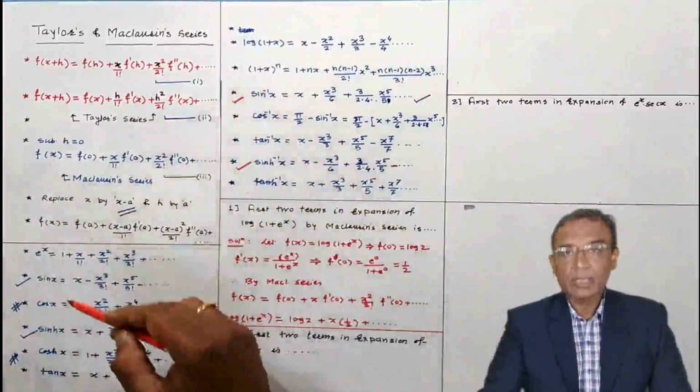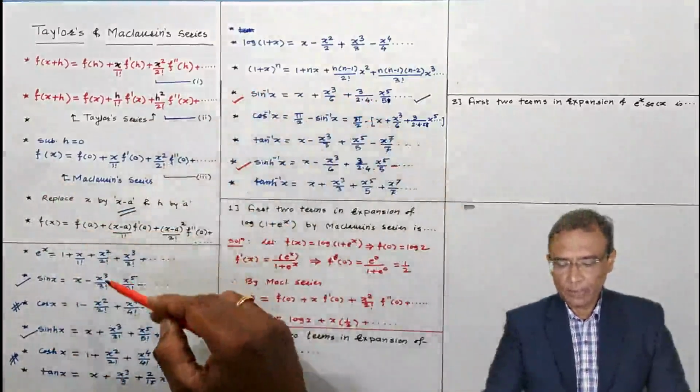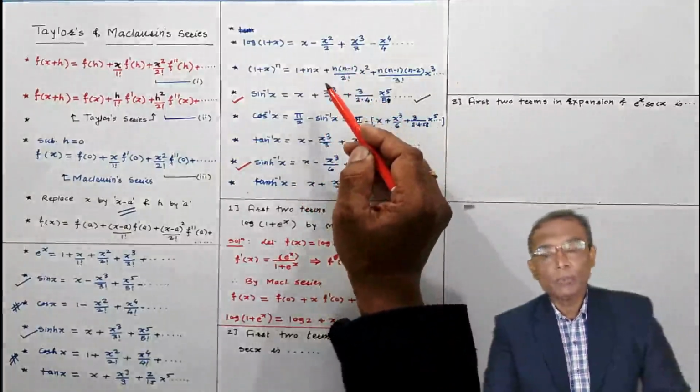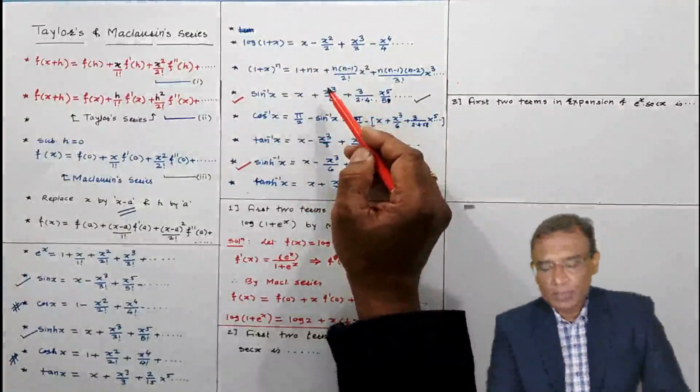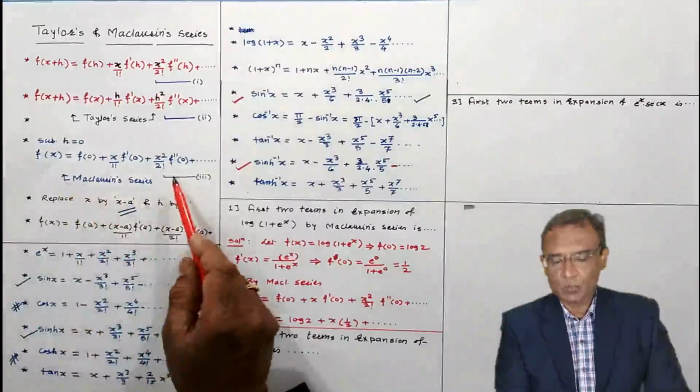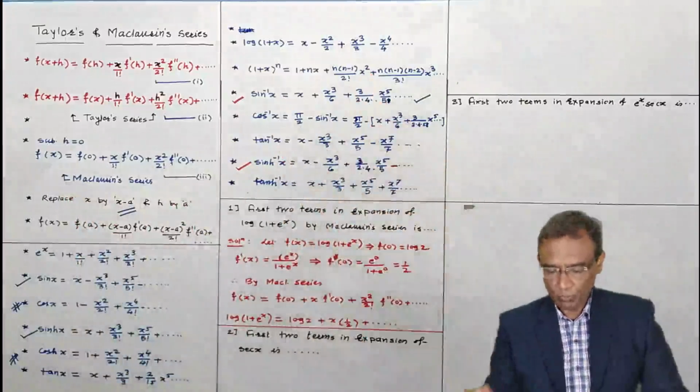All these 16 or 17 formulae are important. I recommend you to remember them. If you don't want to remember them, you can prove them by the Maclaurin series, but I recommend you to remember all these formulae.